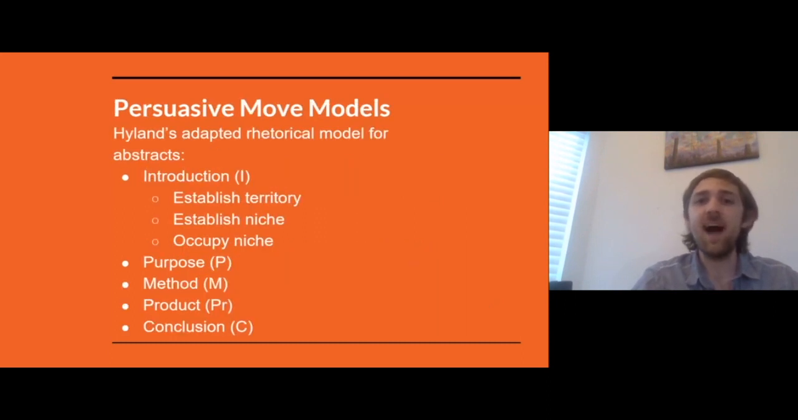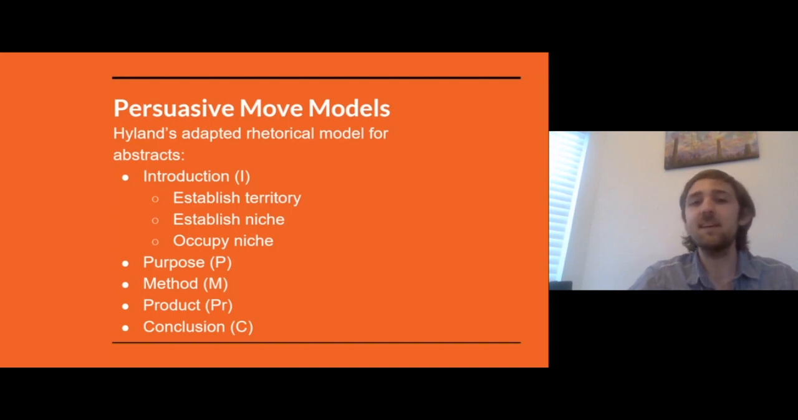So here we can see Hyland's adapted rhetorical model for abstracts. This is still following Swales' basic idea that there are moves being made in an abstract, but instead of saying that the moves exactly replicate that of the article, Hyland complicates it a little bit. So now we see the introduction, which is broken down by establishing territory, establishing niche, and occupying niche, is much more complicated than it was in the original Swales model. Then we see an added purpose section, which obviously has a persuasive element because we're seeing more about why it's important that the study is being done.